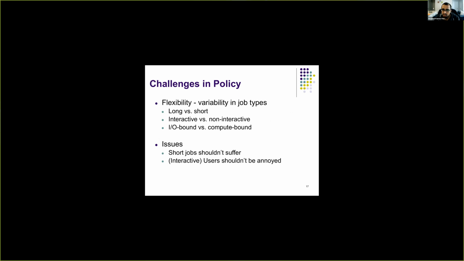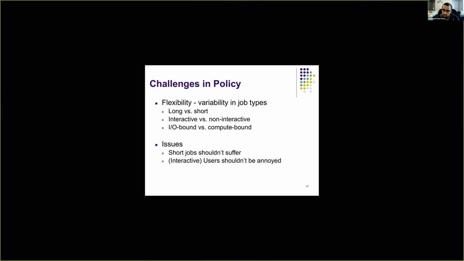A few challenges of the policy are, for instance, the policy should be flexible in terms of job types. By that I mean the policy should be able to handle long and short running jobs, and also interactive and non-interactive jobs, and also input output bound or compute bound jobs or even network bound jobs, right? So it should be able to handle different types of jobs in a streamlined way.